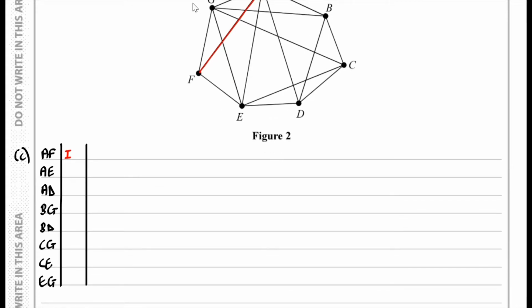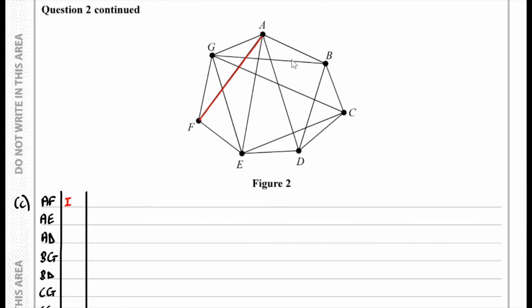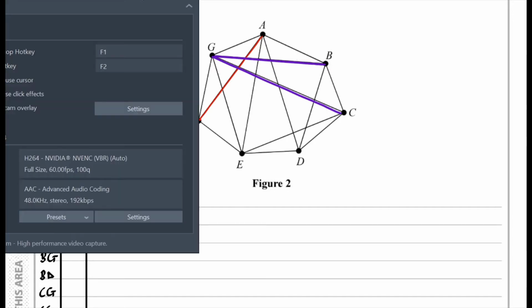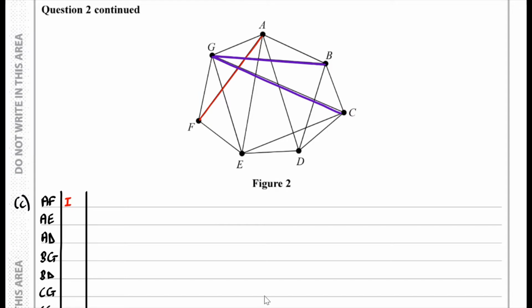So we have BG over here. Let's just shade this in a different color. We have BG over here, and then we have CG over here, and then also going through AF we've got GE. Okay, so we just draw a line through it like so.